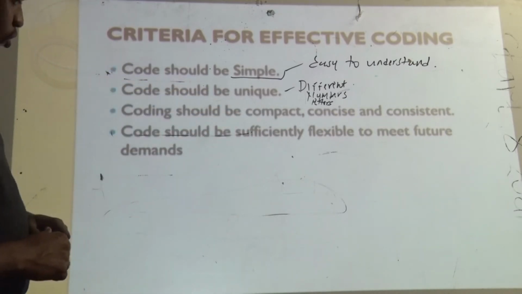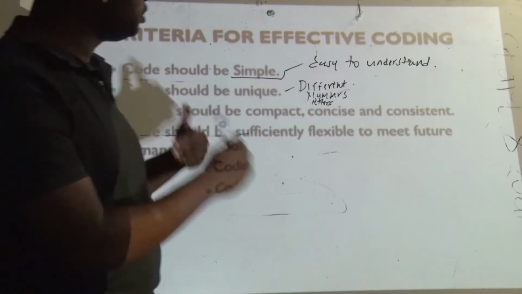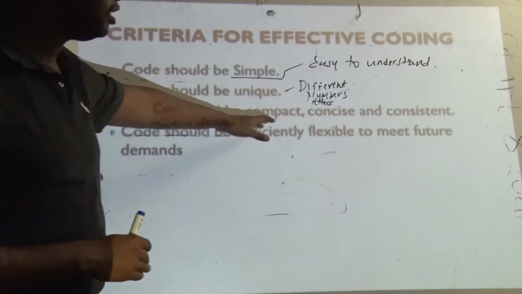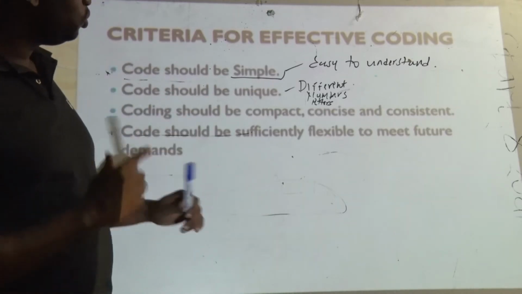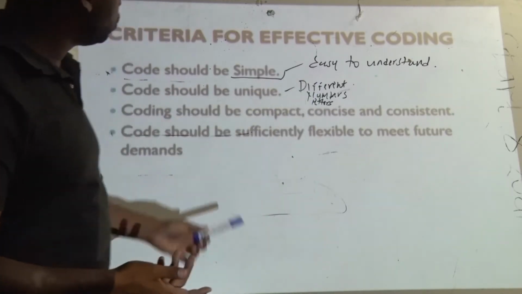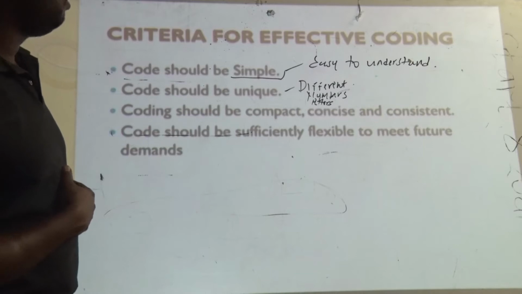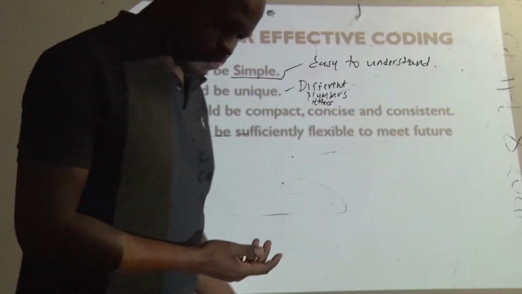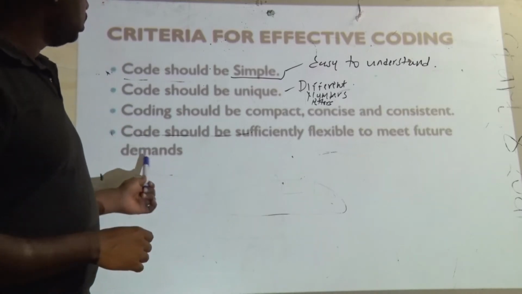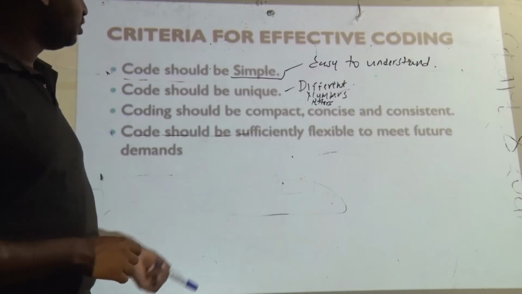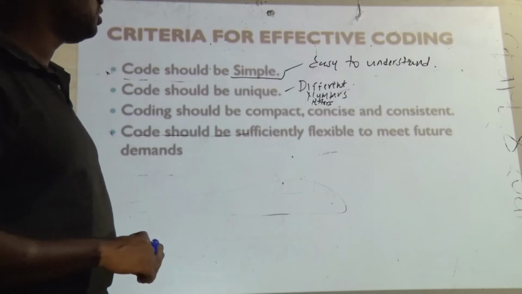The other thing about coding is that it should be compact, concise, and consistent. So when you're coding material, you must be consistent. If you're using numbers, let it be numbers only. If you're using letters, let it be letters only. If you're using both letters and numbers, ensure you are consistent. The other thing is that a code should be sufficiently flexible to meet future demands. Remember, demand sometimes changes due to technology and what have you; the future is uncertain. So when you're coming up with your coding system, it is always good to ensure flexibility.